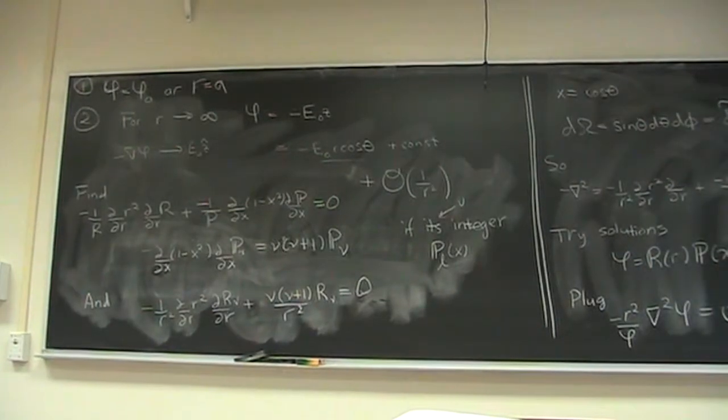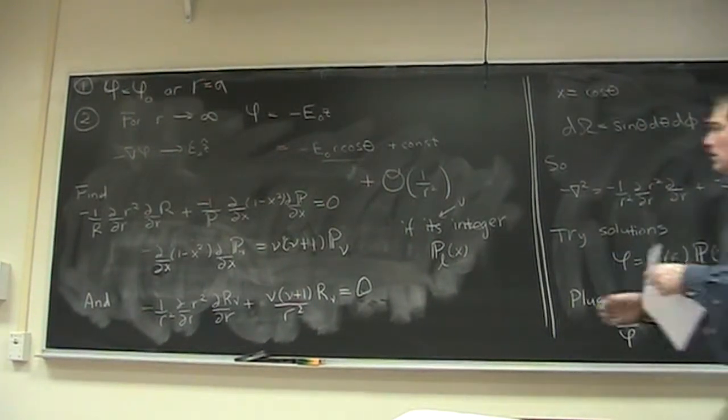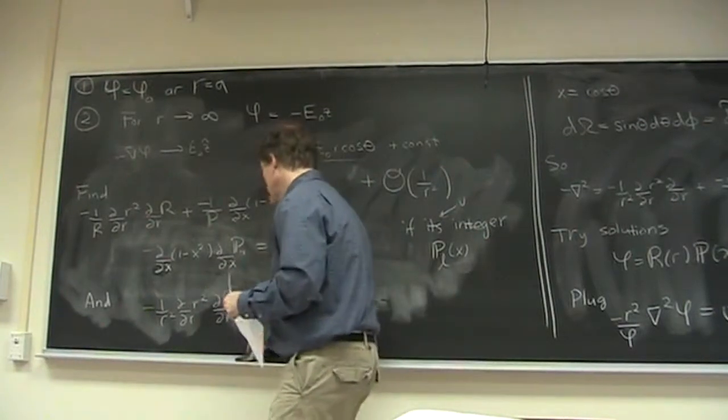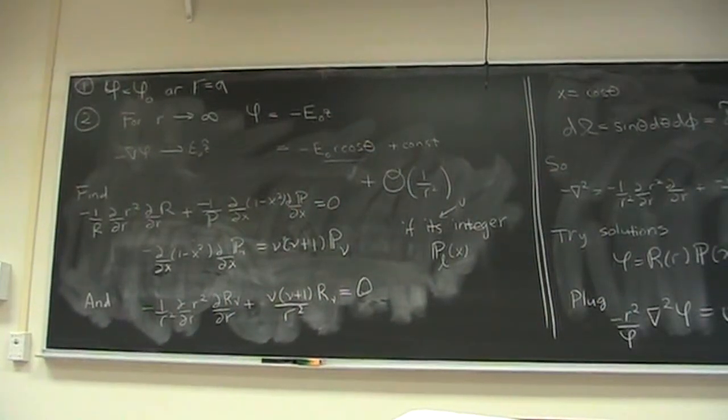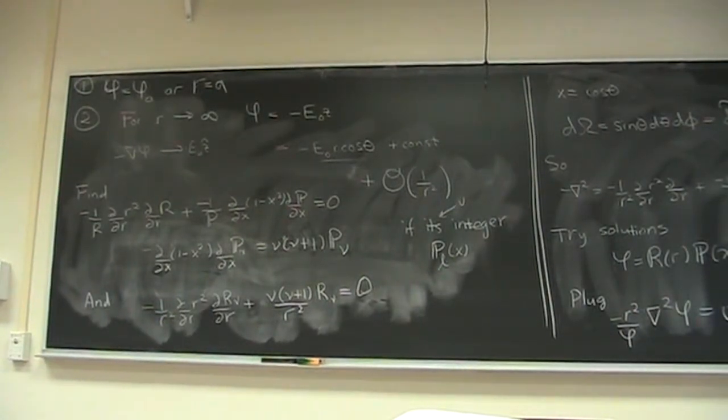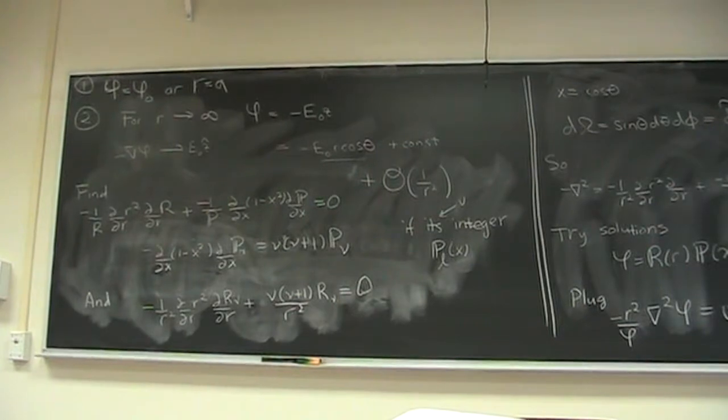Okay, so let's just see now a little bit why you should expect at least an eigenvalue equation here. So let's just look at this. At this point, it's just a differential equation. The nu is some number which is yet undetermined. Right?